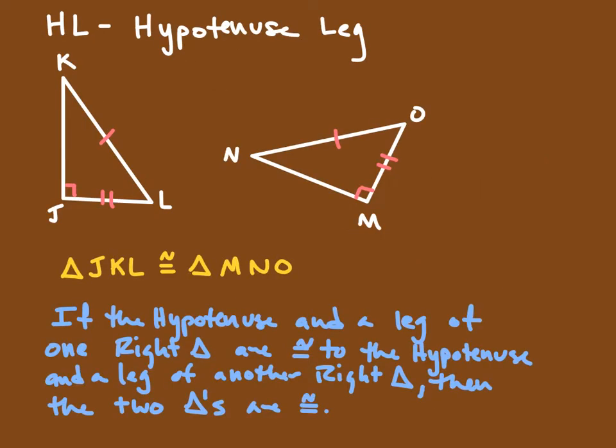All right, so by definition, what this states is that if the hypotenuse and the leg of one right triangle are congruent to the hypotenuse and leg of another right triangle, then the two triangles are congruent, and that's what I was explaining in this picture. All right, let's look at a couple of proofs.